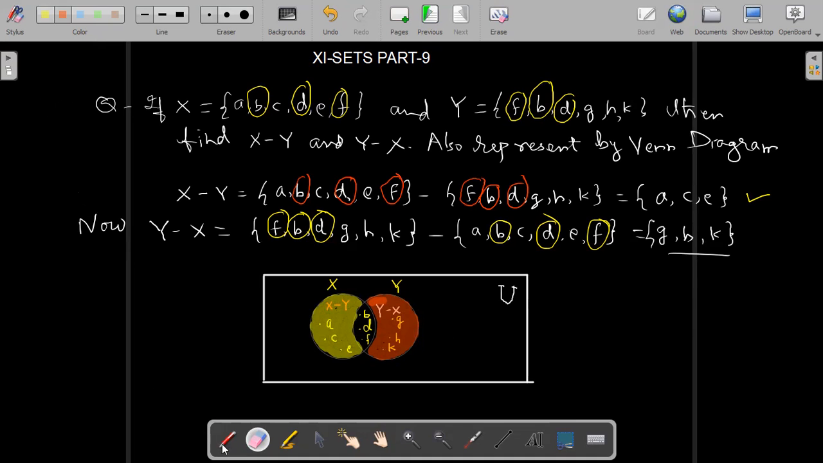So like this, we can represent X minus Y and Y minus X. If we have to draw separately, we will represent the yellow portion only. And if we have to represent Y minus X separately, we will represent this red portion. Okay, understood? So like this, we can find the difference of two sets.